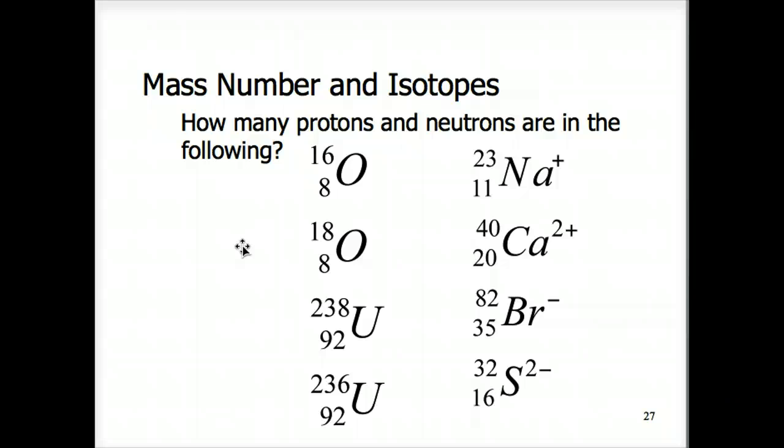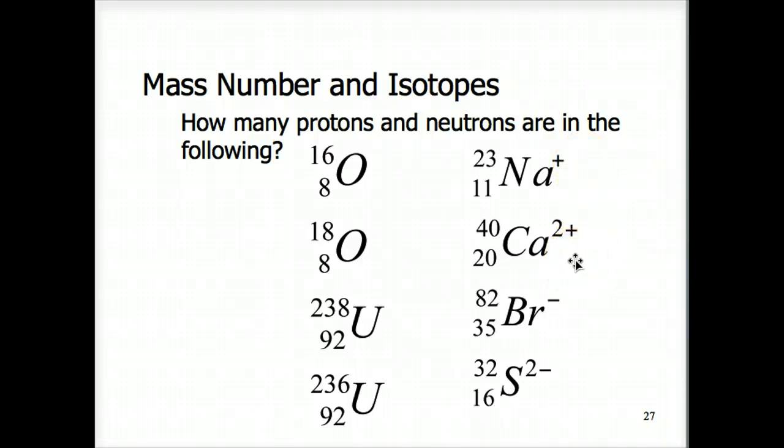144 neutrons, doing the subtraction. Okay. Now these ones over here are all charges. They all have charges, okay? So we know it's sodium because it's atomic number 11. It has 11 protons. Wonder how many electrons it has. If it had 11 electrons, it would be neutral. But it's 1 more positive, so it only has 10 electrons.